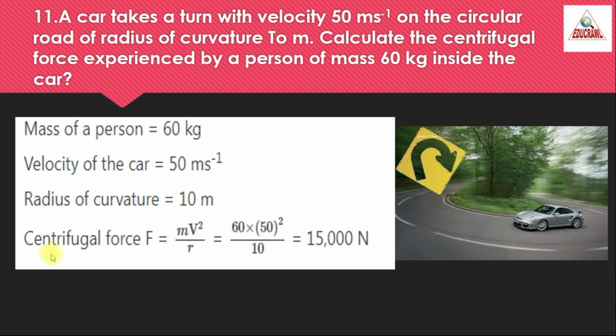We are supposed to find the centrifugal force, which is given by F is equal to mv squared by r. Substituting the mass value, velocity value and radius of curvature, we get the value of centrifugal force F as 60 into 50 square divided by 10, which is equal to 15,000 Newton. Hence, the centrifugal force experienced by a person of mass 60 kg inside the car is 15,000 Newton.